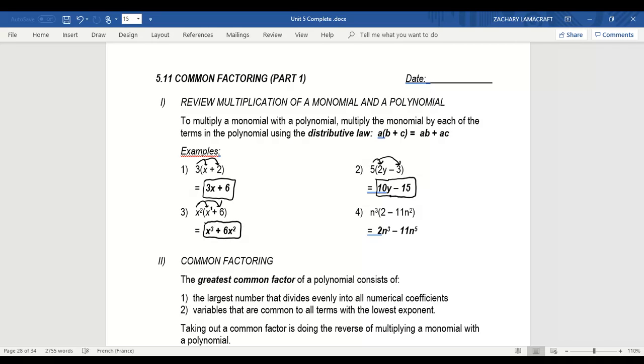Okay. For our final example here, once again, we're multiplying in by both the terms. So n to the 3 times 2 would be 2n to the 3. And then n to the 3 multiplied by negative 11n squared. Remember, we add the 3 and the 2, giving us n to the 5. And then we have negative 11 in there. So it would look like this. Okay. So that's where we're at right now.